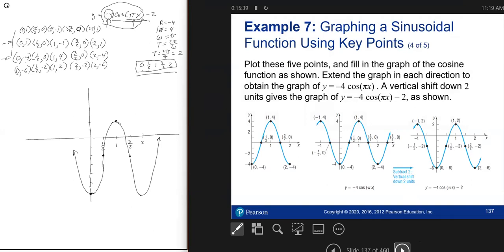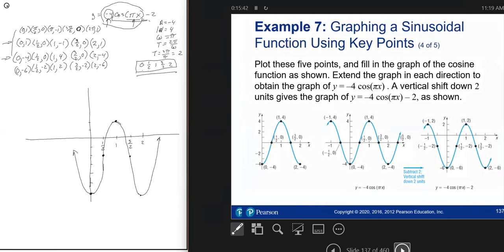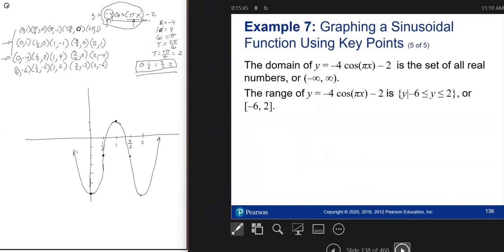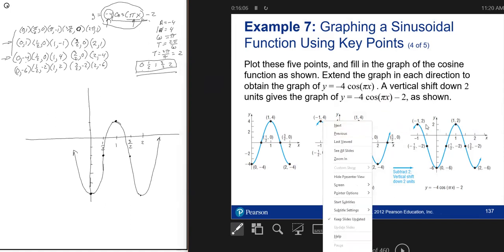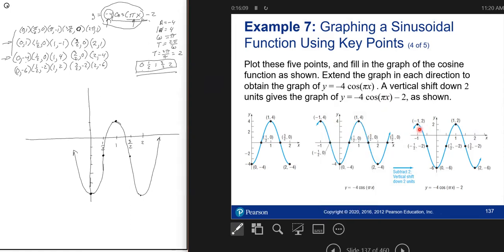We're looking for subtracting 2 from each y value. Wait, did they show it? Oh yeah, here it is. So here's that one, and then they extended it out, but then they subtracted 2 from each of the y values. So this 4 went down to 2, this 4 went down to 2, and this 4 went down to 2, and this -4 went down to -6, and this -4 went down to -6.